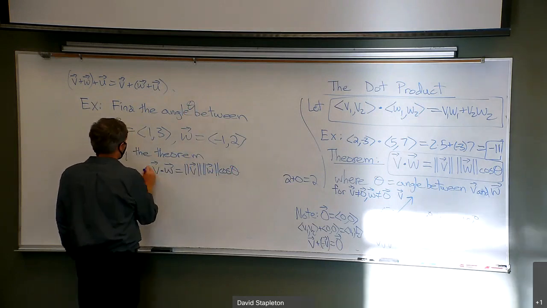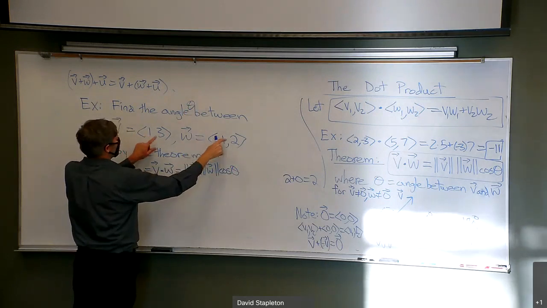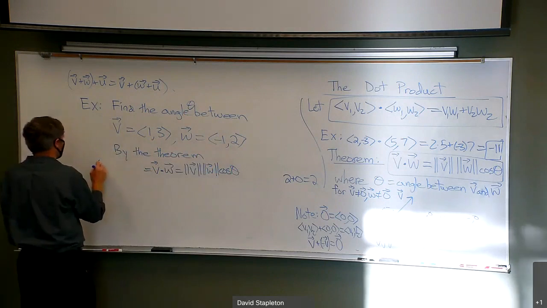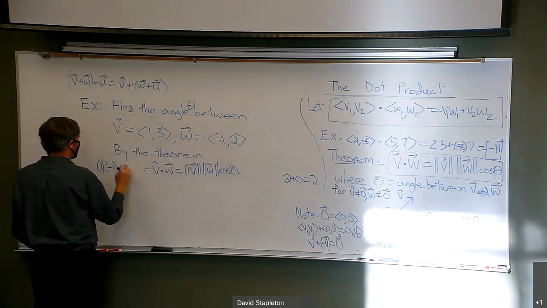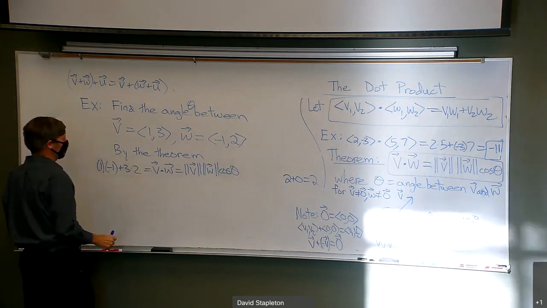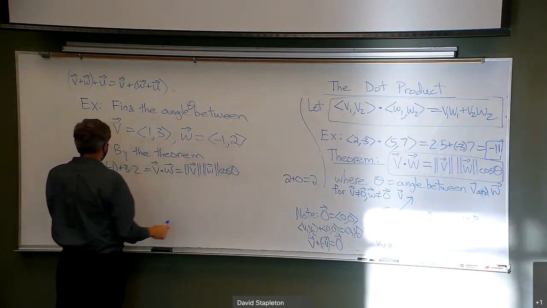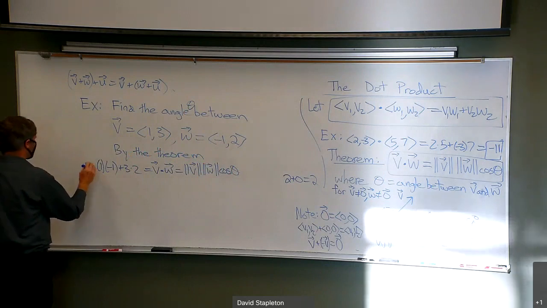Well, V dot W is just this times this plus this times this. It's 1 times minus 1 plus 3 times 2. That's what the dot product is defined to be. This times this plus this times this. This number, 6 plus minus 1, is 5.